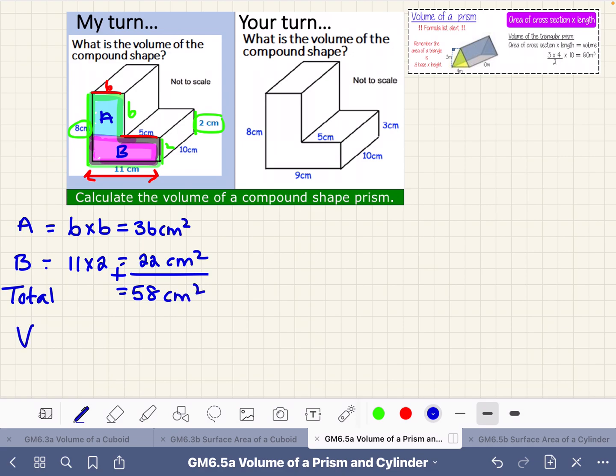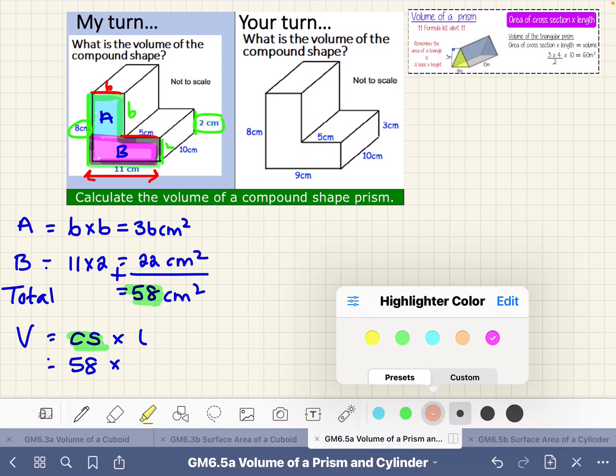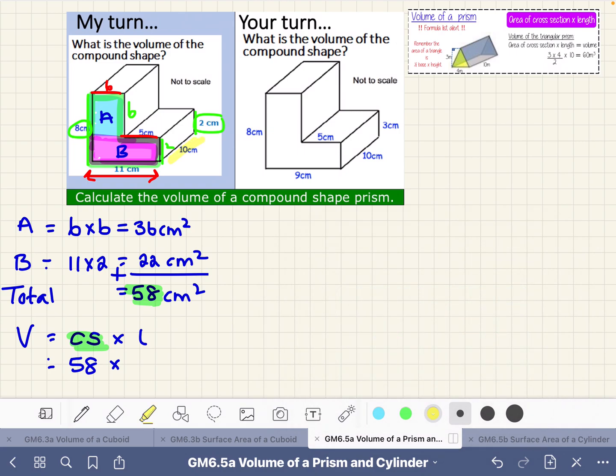We know the volume is the cross section multiplied by the length. We have calculated that the cross section is 58. The length is given to me in the question as being 10 centimetres here. This entire shape goes back 10 centimetres, which means I need to multiply that by 10. That gives me a volume of 580 centimetres cubed.